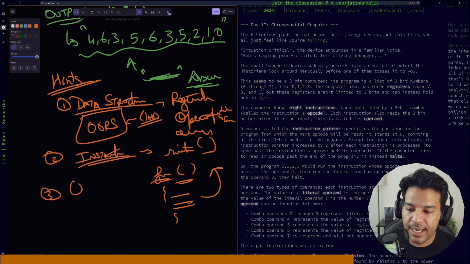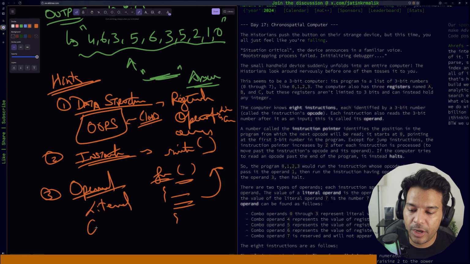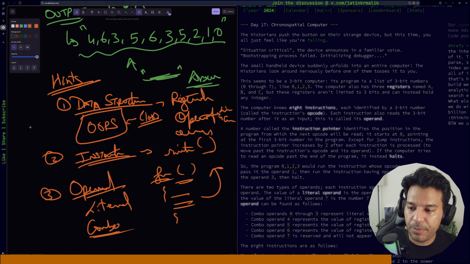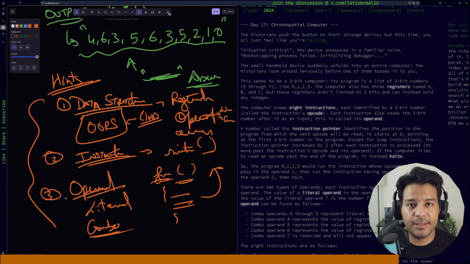And I think the operand handling is the third part, which is interesting because you can either have a literal operand or you can have a combo operand. And yeah, I think once you are able to pay close attention to these three things, it should be fairly straightforward for you to write code.